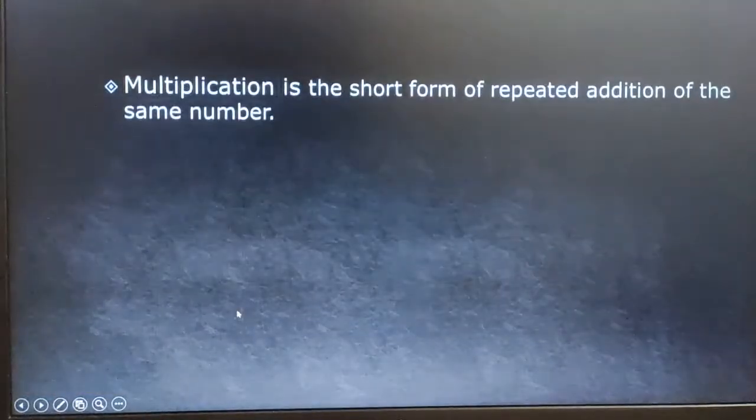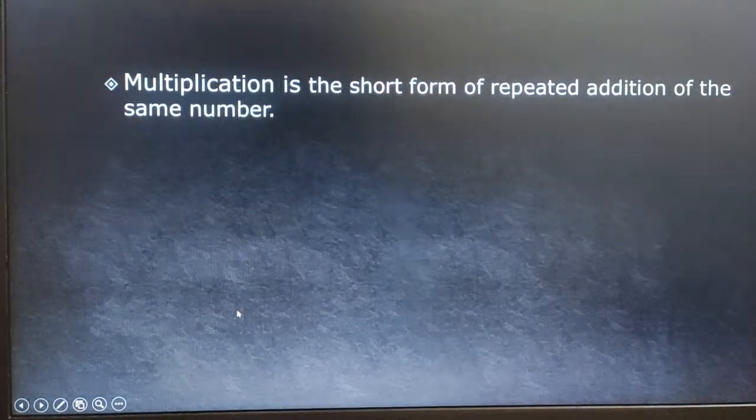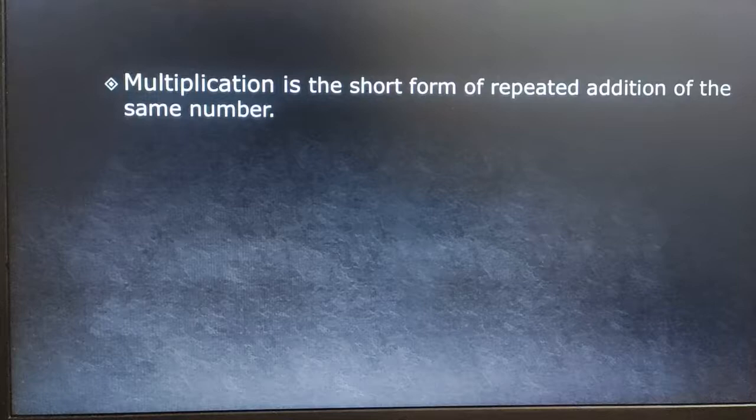Multiplication is the short form of repeated addition of the same number. When the same number is added several times, to cut it short and make it a short form, we use multiplication. So that's why multiplication is the short form of repeated addition of the same number. Here you have to make sure that the same number is added, then only we can multiply.